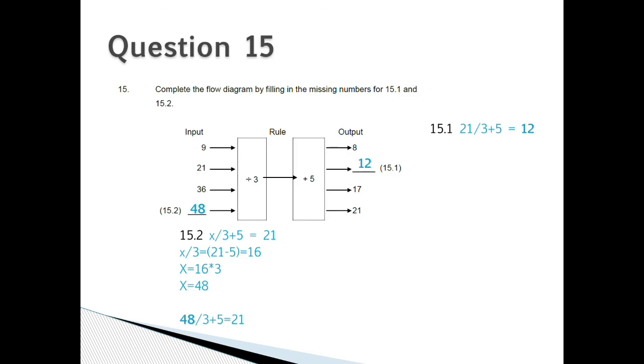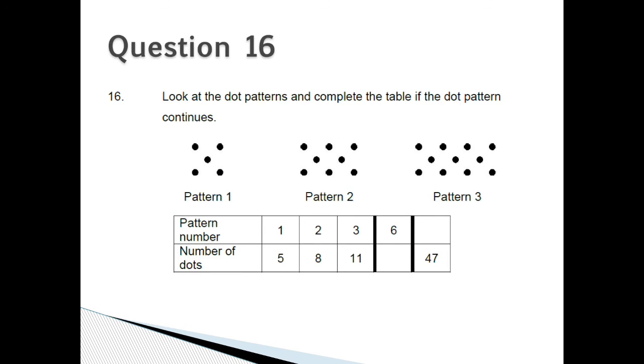Look at the dot patterns and complete the table if the dot continues. Pattern 1 has 5, pattern 2 has 8, pattern 3 has 11. What is the answer for 6 and then 47? Where 6 is the number in the pattern and 47 is the number of dots.